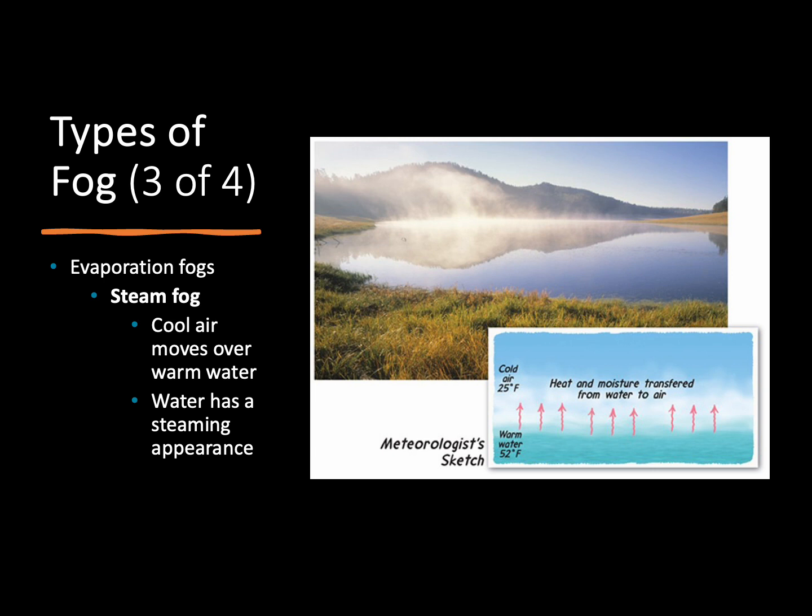Our final type of fog can easily be confused with that advection fog. But this type is called steam fog. And now this is going to be cold air moving over warm water. With our last type, it was warm air moving over cold water. So everything's flipped for steam fog. Here we have cooler air moving over warmer water. It's going to create a type of fog that makes it look like that warm water is evaporating into our atmosphere. But instead, it's just heat and moisture that's been transferred from that warm water to the cooler air above it.